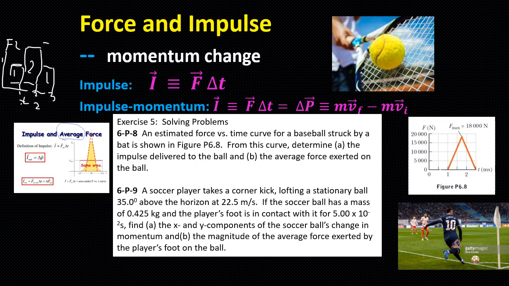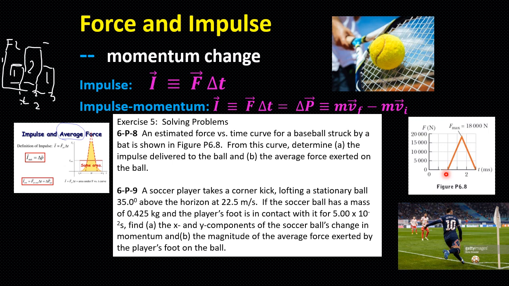Now let's solve some problems with force and impulse. Exercise 5, solving problems. First problem, 6p8. An estimated force versus time curve for a baseball struck by a bat is shown in the figure. So this figure here. Now the thing's a little bit complicated.